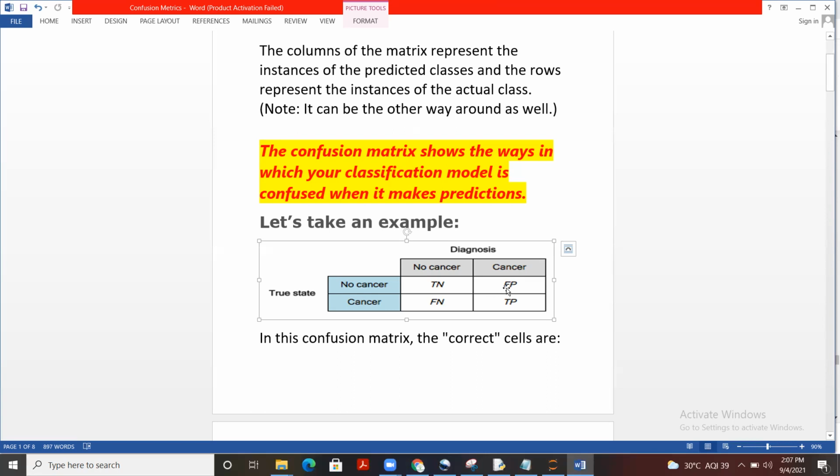And the others that we see here are these short forms. FP is false positive. What is a false positive? Basically, the true state is that the person was not having cancer, and the diagnostic or predicted state was that the person was having cancer.